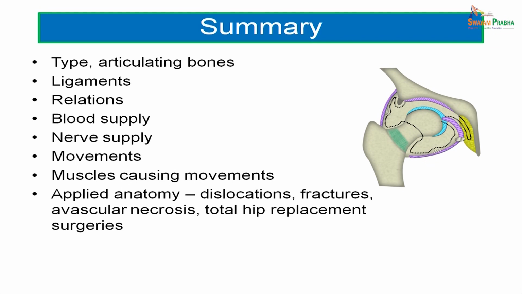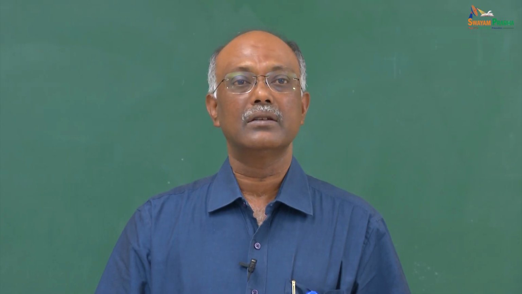We have also seen how the head of the femur is prone to avascular necrosis. And finally, we had a brief look at the total hip replacement surgery. With this, we come to the end of this lesson on the hip joint.